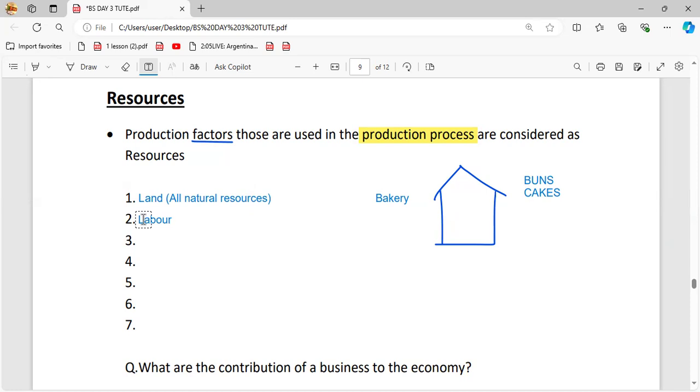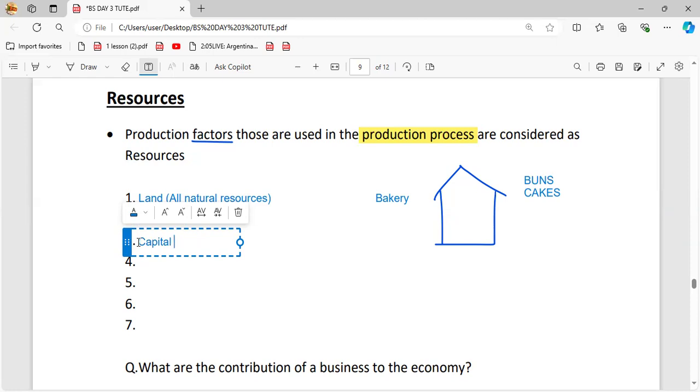Therefore, in production, labor is very, very important, because if the labor is not there, who will conduct the business activities? Who will bake these buns and cakes and everything? Therefore, land is important, labor is important, and also capital is important. What is capital? Capital means the machineries. In simple terms, understand that capital means the machineries.